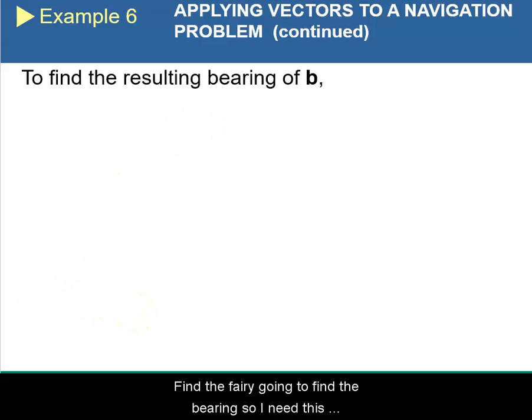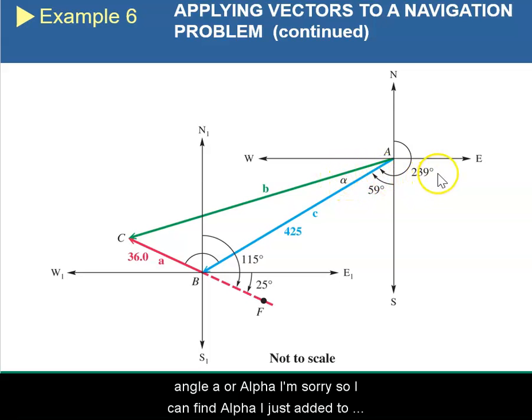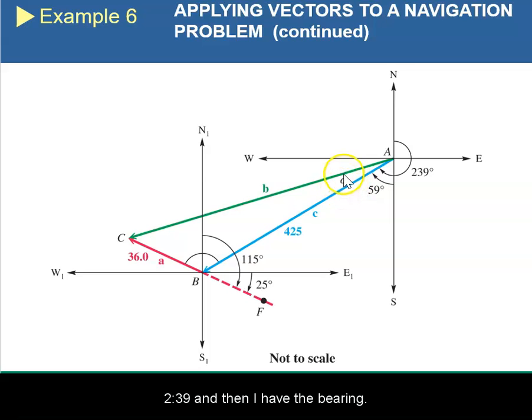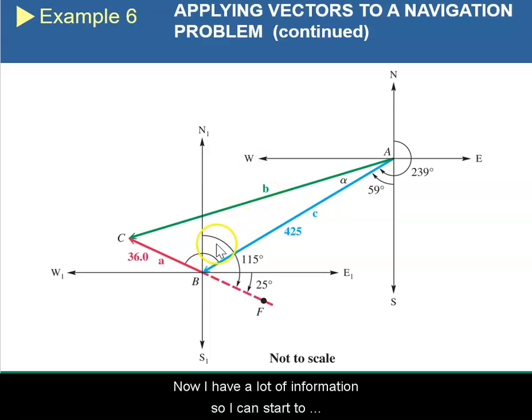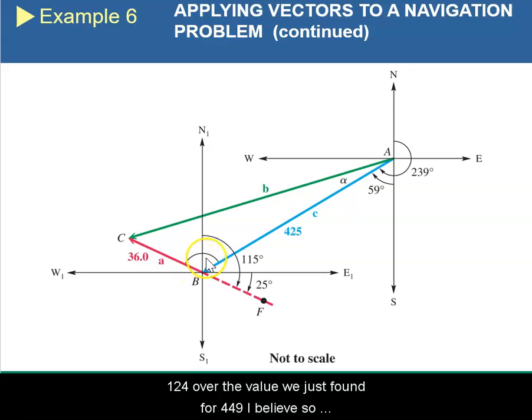Now we want to find the bearing. So I need this angle A, or alpha. I'm sorry, so I can find alpha, add it to 239, and then I have the bearing. So again, I used the law of cosines to find the magnitude. Now I have a lot of information, so I can start to use the law of sines. I know sine of alpha over 36 is the same as sine of 124 over the value we just found for B, which was 446, I believe. So that'll be our equation that we use in order to find alpha.